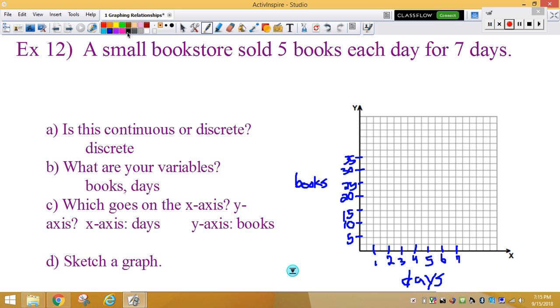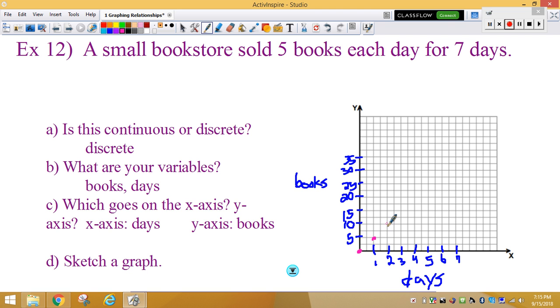Okay, now let's graph it. Let's think in our head. Could we have 0 days? Yes, we could. That would be present time, or like when the bookstore first opened, and they could sell no books. Okay. On day 1, they sold 5.